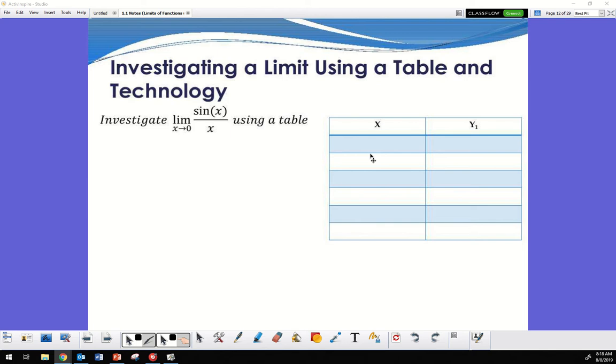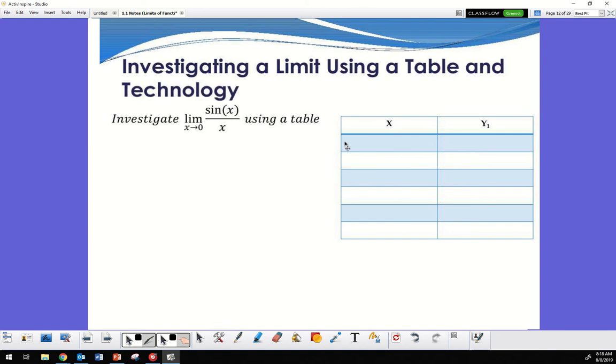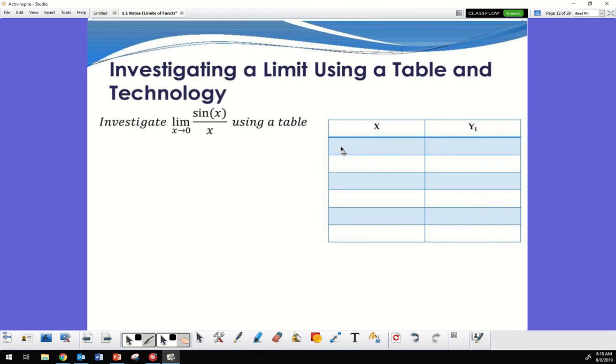Negative 1. But now, let's get it closer because it's going to be approaching, right? So let's go negative 0.1, or negative 0.01, or negative 0.001?